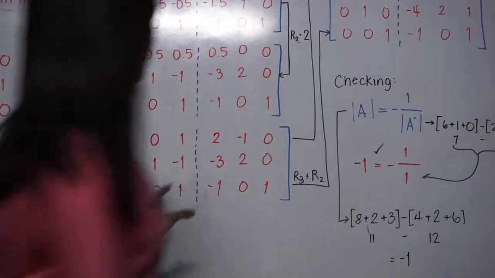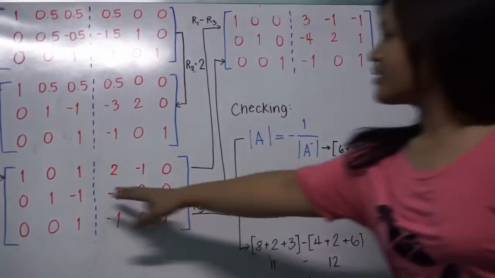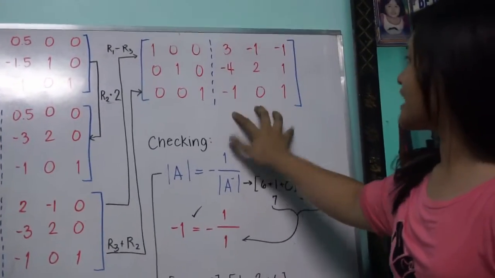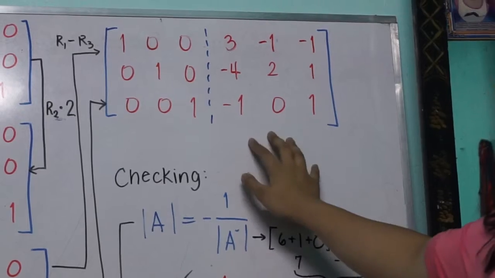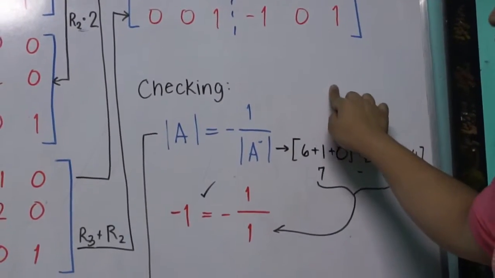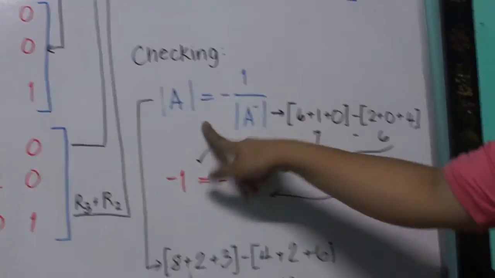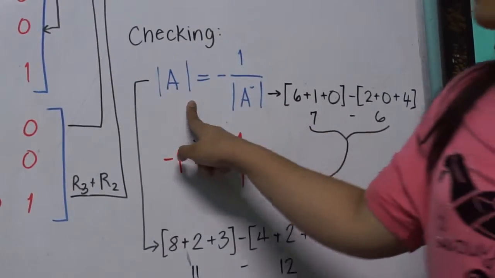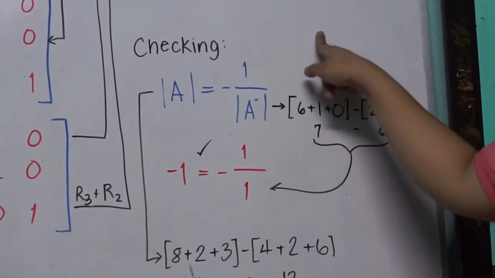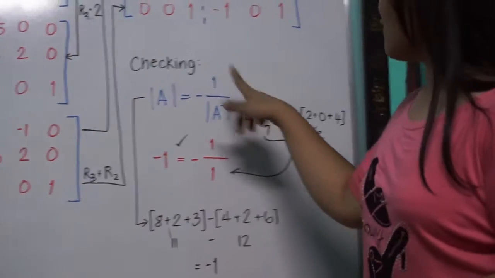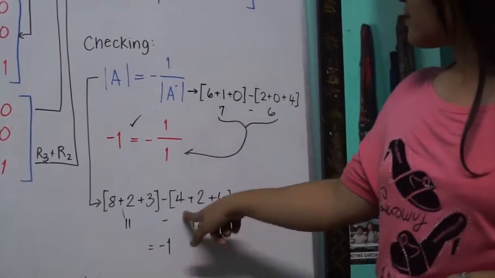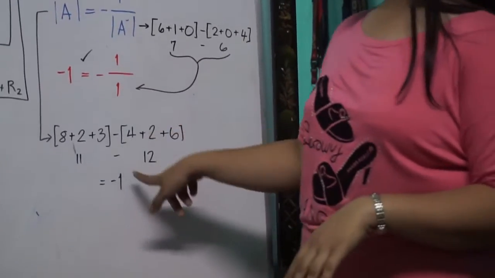So upon doing it in all these rows, we're going to have the inverse of the matrix on the right side. So this is going to be the answer. For us to check if our answer is correct, we will have this kind of equation, which is the determinant of the matrix is equal to negative 1 over the determinant of the inverse of the matrix. The determinant of that matrix is going to be 8 plus 2 plus 3 minus 4 plus 2 plus 6. So it's going to be negative 1.